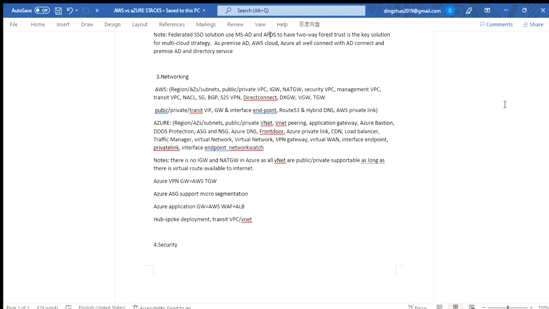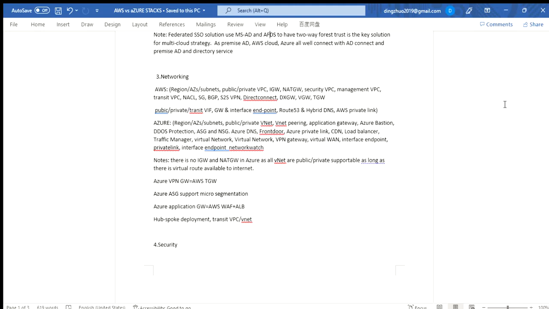And also we're going to look at the public-private transit VRF, the gateway interface endpoint, Route 53 as a DNS, AWS PrivateLink as a private link to the providers.